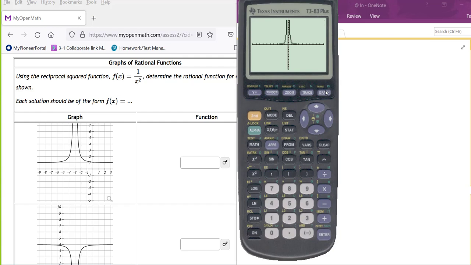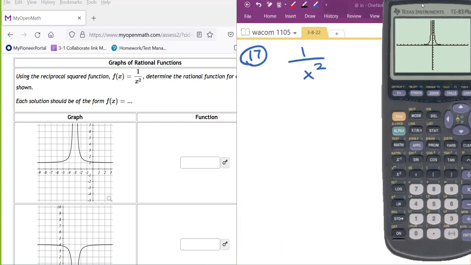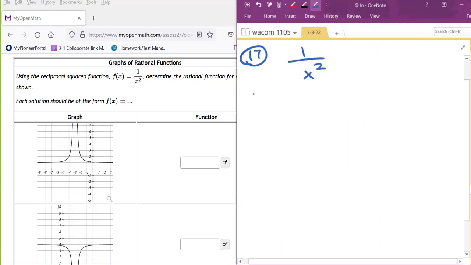And so this is a symmetric graph. And so the standard one looks like this. So if it's turned the other way, then you have a flip. So it looks like the second one has a flip. Okay. And your horizontal asymptote is y equals 0. Vertical asymptote is x equals 0.